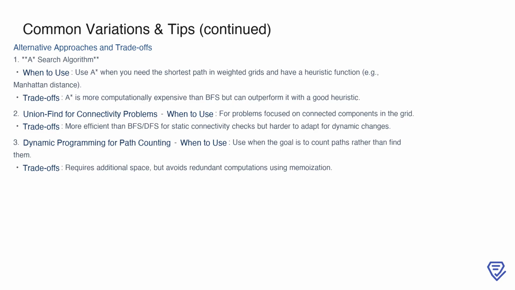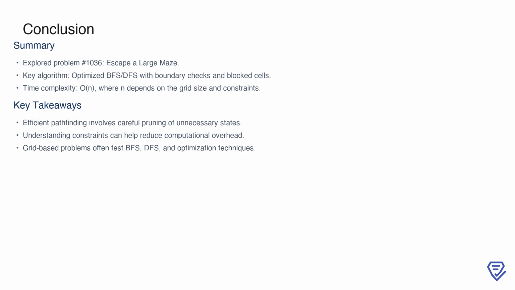Lastly, for problems where the goal is to count paths instead of finding them, dynamic programming is a great choice. By using memoization, you can avoid redundant calculations and improve efficiency. Of course, this comes at the cost of additional space usage. Each of these approaches has its strengths and trade-offs, so it's important to pick the right tool based on the problem at hand. Great work!